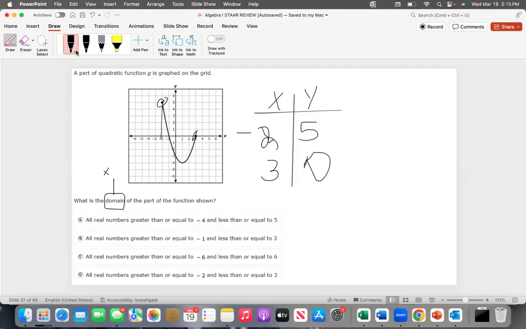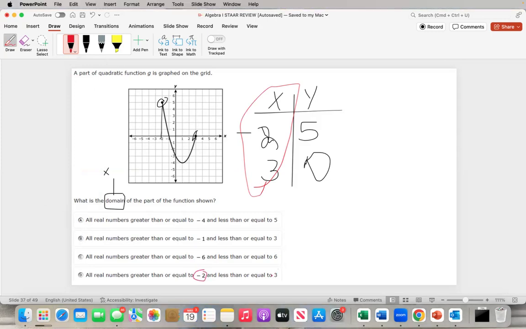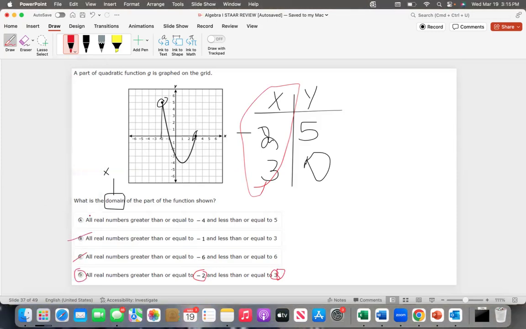So now we're going to look at the domain, which are our X values. And I can see here that we're going from -2 to +3. So if I look at my answer choices, I see a -2 and a +3 right here on answer choice D. We have successfully solved for the domain of this function here.